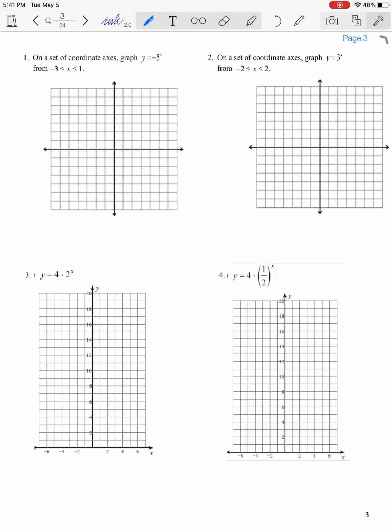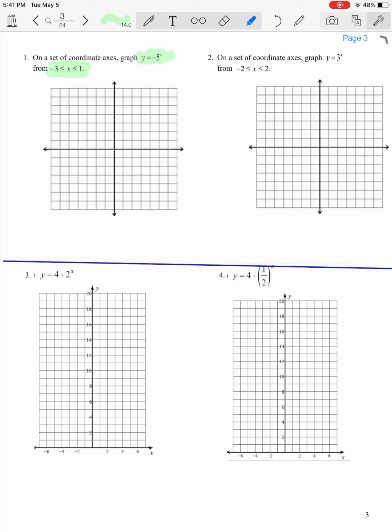Okay, welcome back. What I have now is page 3. I hope everybody did this on their own. Doesn't matter if it's wrong. You're just going to see how to do it and not worry about it. Okay? So, we'll do number 1. On a set of coordinate axes, graph y equals -5 to the x. So this is what I'm going to graph. Now, I wonder if some of you had this a little bit tricky.